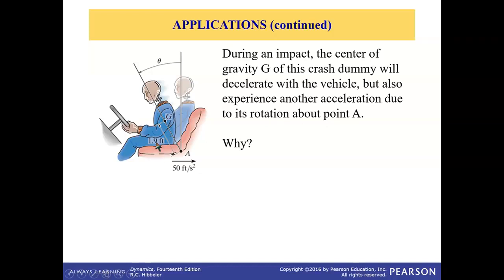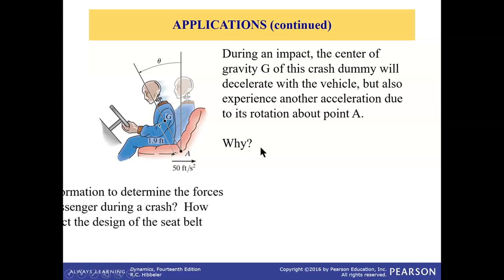So this dummy driver, when the car hits another object, experiences two different types of decelerations. One is because of the impact, because of the deceleration of the car, and the second one is because of the rotation, this forward rotation of the driver due to impact, because the center of mass of the driver is somewhere here in the body. This is the angular acceleration or rotational motion, and the second one is linear motion. So the driver undergoes both translation and rotation motion. So this is general plane motion.